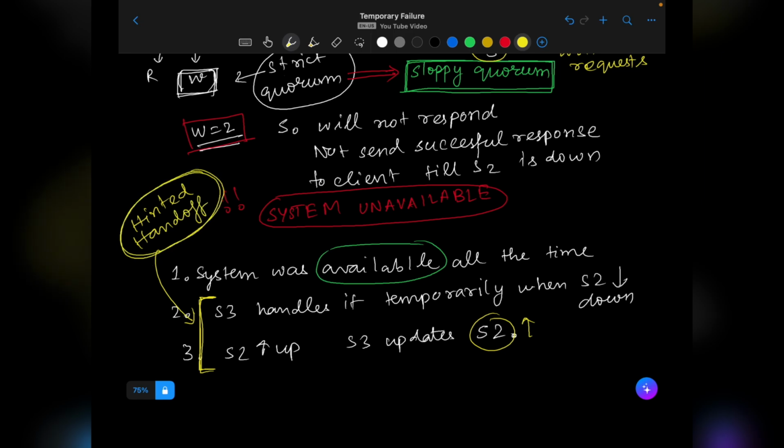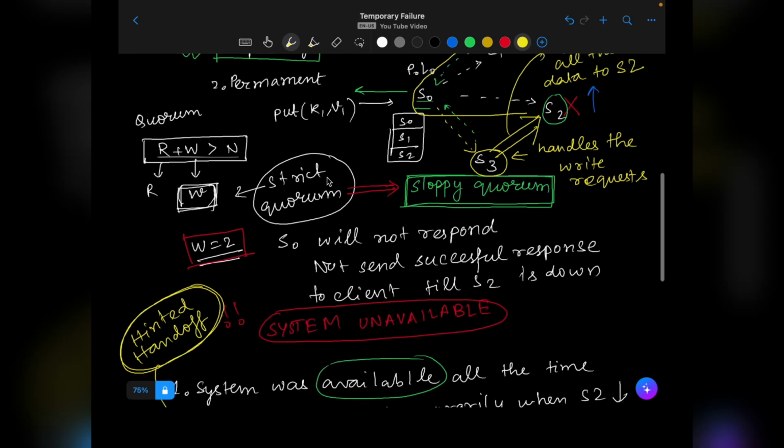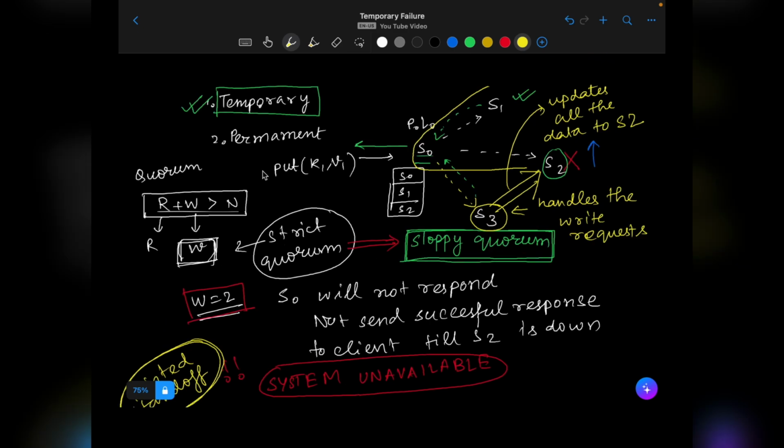In this way, we handle the temporary failure situation when S2 is down for a particular period of time and is automatically up now, or we make S2 available by performing some operations before S2 is up, and S3 then updates the data to S2. We have seen this example for a write request. A similar thing happens for a read request also. And thus a temporary failure situation has been handled successfully.